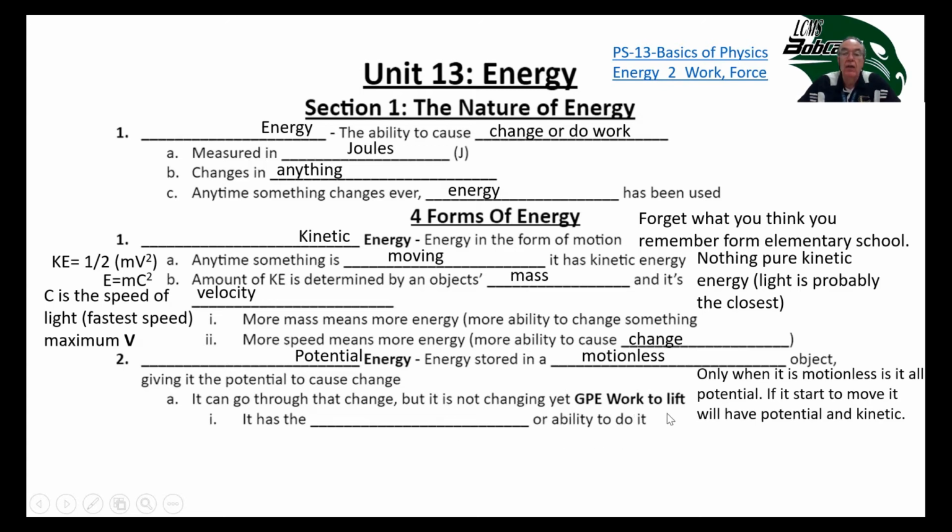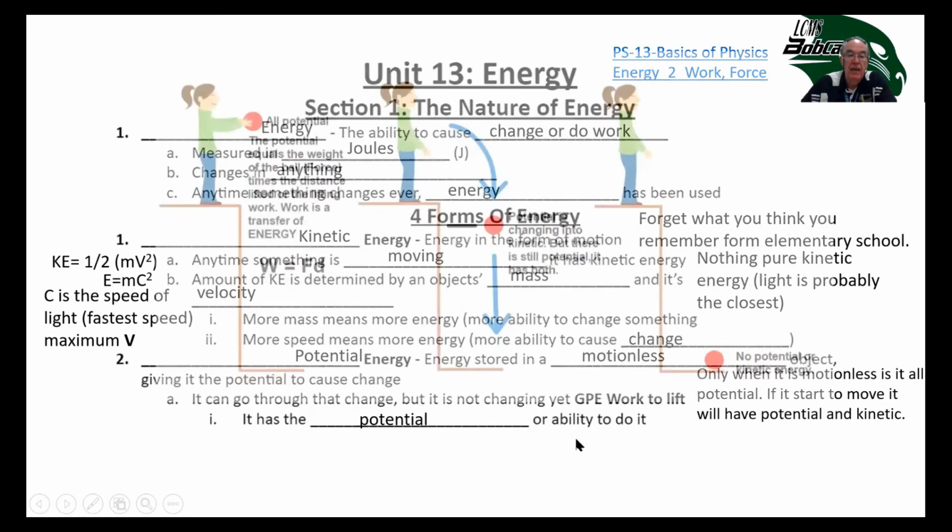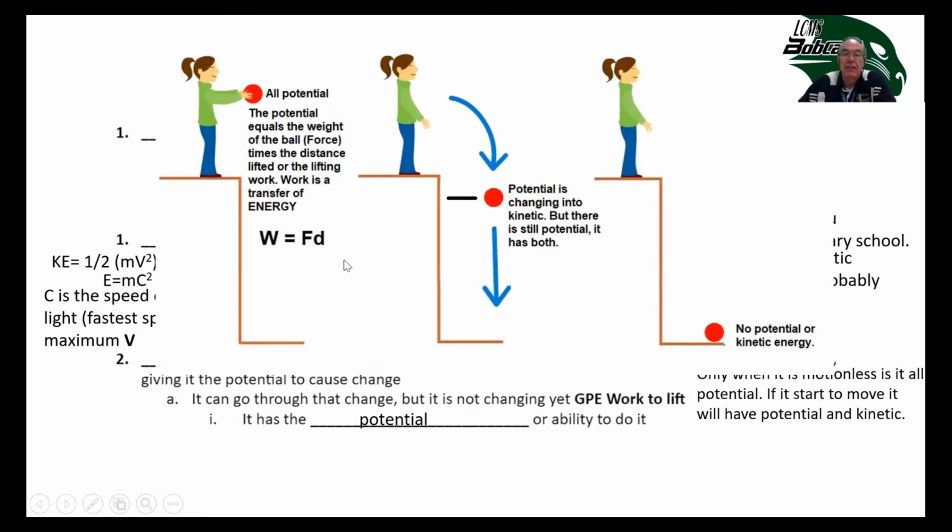GPE is the work to lift. So gravitational potential energy is the work necessary to lift an object. Okay. So let's take a look at this example. This girl's holding this ball up in the air here, and it's all potential energy because the ball's not moving. The potential energy equals the weight of the ball, which is the force, times the distance lifted, or the lifting work. Work is a transfer of energy. So the work she did to get the ball up here is the weight of the ball times the distance lifted.